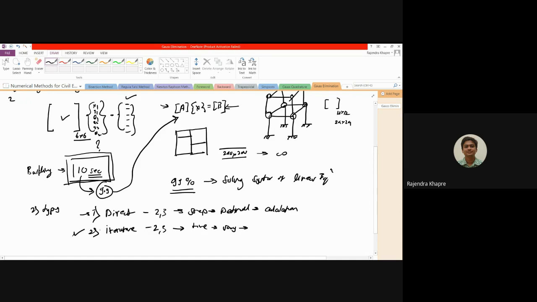Why am I specifically mentioning structural engineering? Because of the type of matrix we generally get in the finite element method, or the direct stiffness method, or even the matrix method. The nature of the matrix is such that iterative methods are more suitable for it. So let us quickly see the Gauss elimination method.